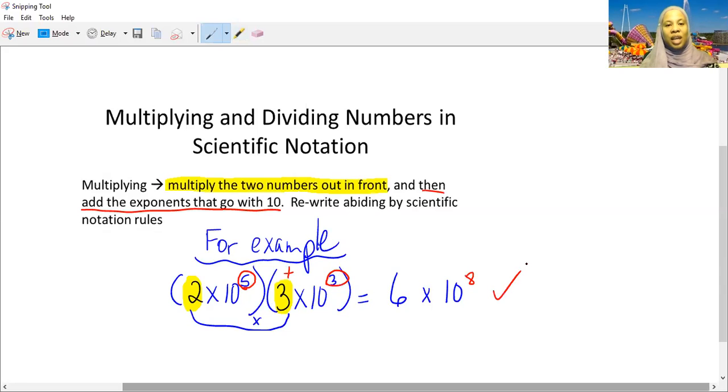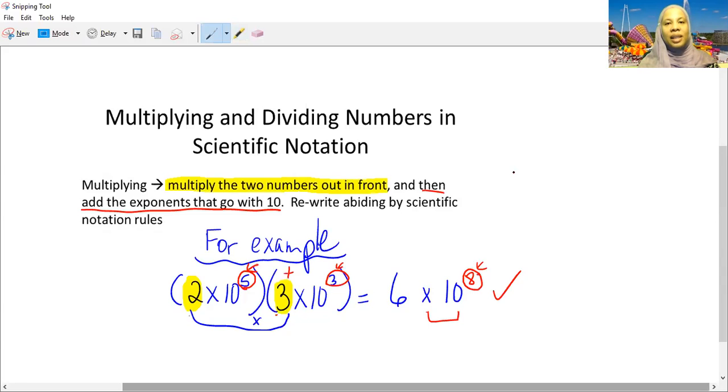And that's how you do that. So you multiply the two numbers in front. 2 times 3 is 6. You bring over times 10. And then you add the exponents, which are the small numbers on the top. 5 plus 3 is 8. And that's how we got that. So the answer is 6 times 10 to the 8th.